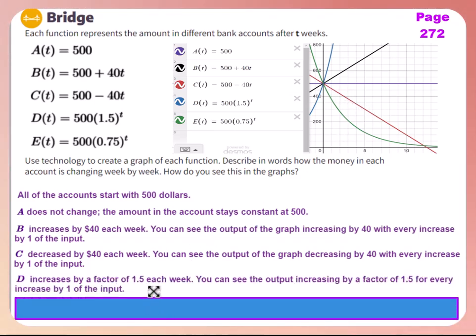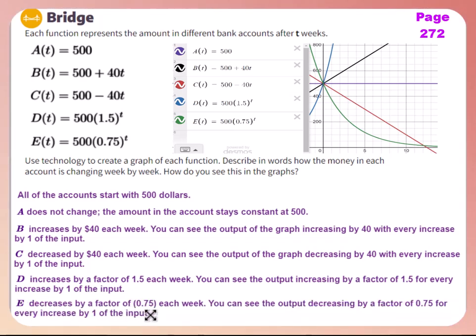D increases by a factor of 1.5 each week. You can see the output increasing by a factor of 1.5. It's going to go up. It's really kind of hard to see in this because I haven't zoomed out enough, but I needed to squeeze this in so I could put this on the slide. But it's that blue curve that's going up. And then finally, E decreases by a factor of 3/4 or 75% each week, 75 hundredths each week. You can see the output decreasing by a factor of 0.75 for each increase by 1 of the input.